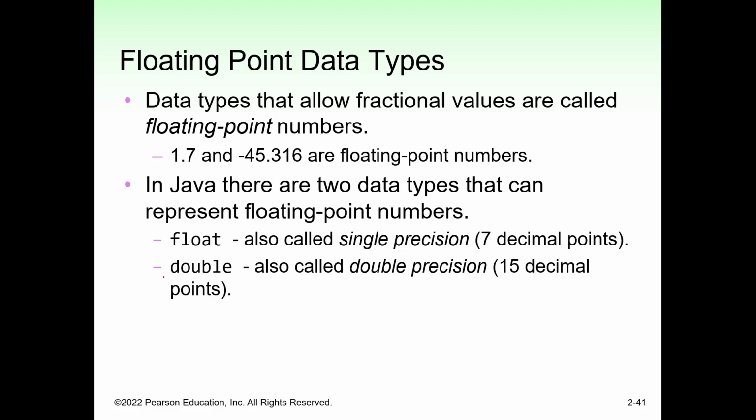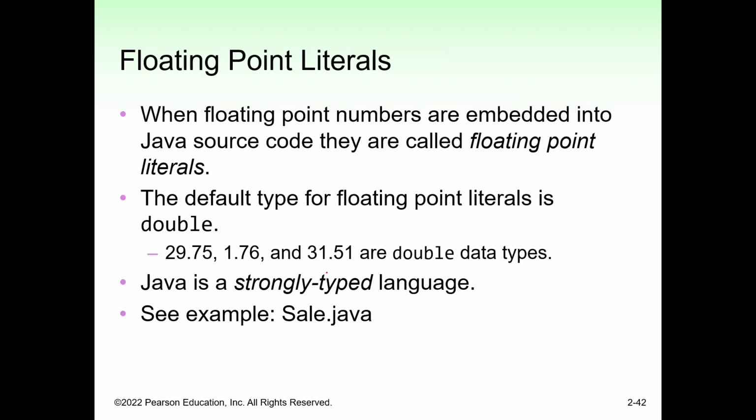So we have a float and we have a double. Float is sometimes called single precision because it goes up to 7 decimal points, and double is called double precision because it goes up to 15 decimal points. Another thing to know is that Java is a strongly typed language, and what that means is that float and double are not the same thing in Java.